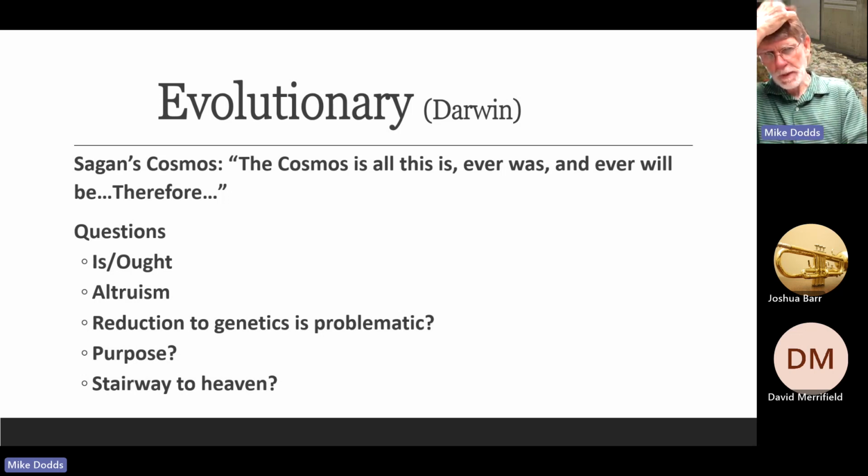You hear their metaphysics. The questions, though, the is and ought question. Why should a person care or act? If there's no sense to it, just randomly do what you want to do at that point. Altruism cannot explain this. There is no right or wrong in evolutionary ethics. The reduction to genetics is problematic.